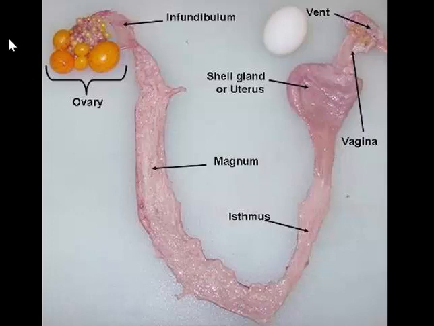Interestingly, eggs, as we know, have a small end and a large end. As the egg is made and travels down through the oviduct, it goes small end first, and within the vagina it turns around, and the eggs are laid wide end first.